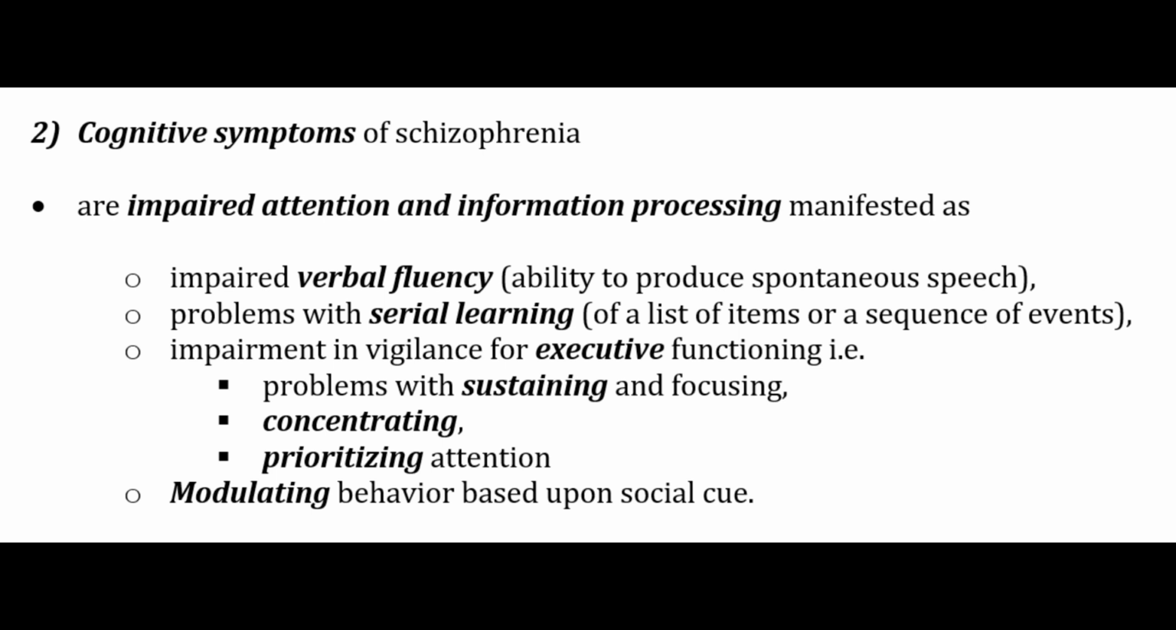Now coming on to cognitive symptoms of schizophrenia. Now these are impaired attention and information processing that is manifested as impaired verbal fluency, problems with serial learning, impairment in vigilance for executive functioning, that is problems with sustaining, focusing, concentrating and prioritizing attention, and finally inability to modulate behavior based upon social cues.